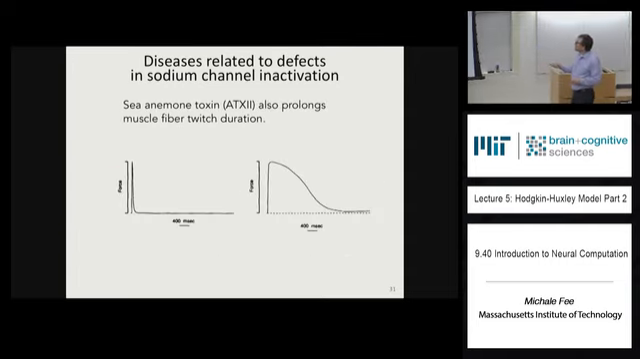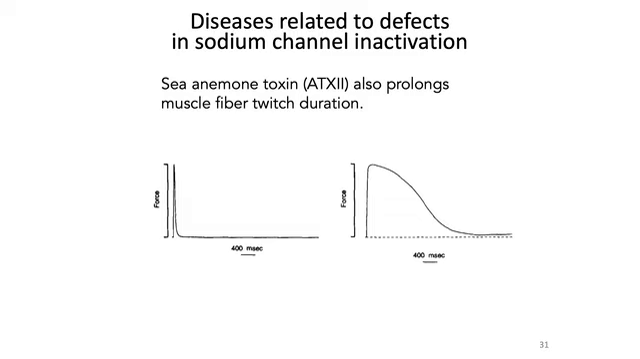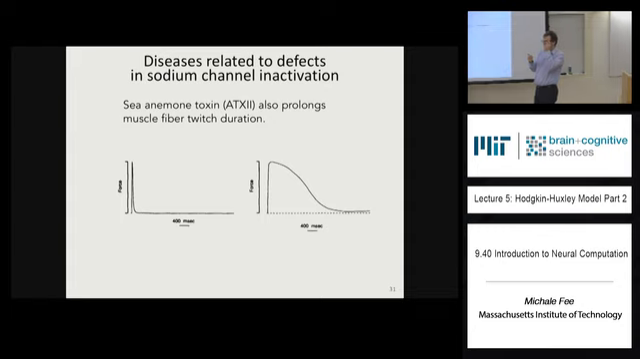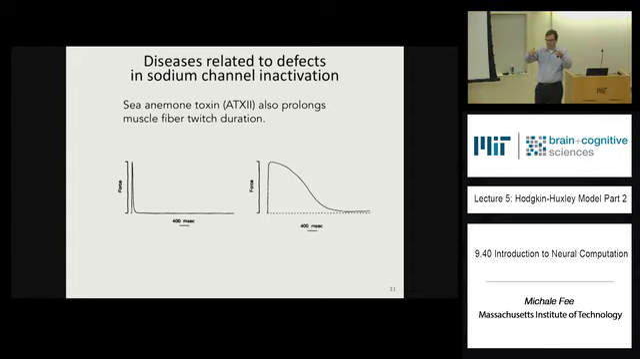If you take that toxin and you apply it to a muscle fiber, you see something really interesting. You can take a muscle fiber, tie a string to one end and a string to the other end, pull it tight a little bit, and measure the force that the muscle fiber is exerting. So you can measure force as a function of time.